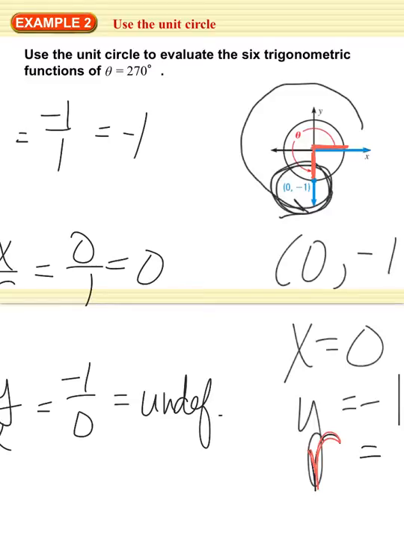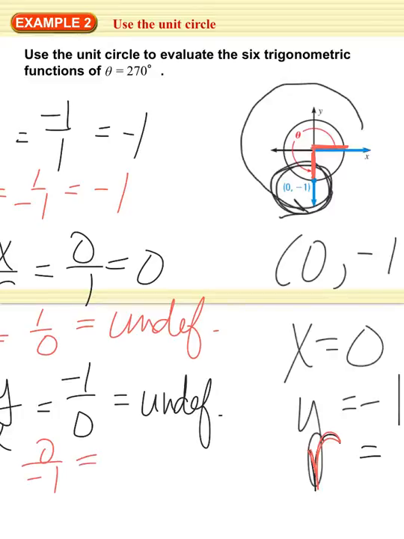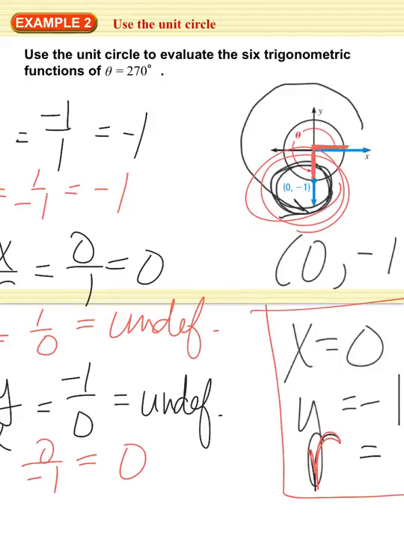Now, the opposites of those, I'm doing them right underneath here. Cosecant, secant, and cotangent. It's the reciprocal, remember? So I've got 1 over negative 1, which again is just negative 1. I have 1 over 0, which is undefined. And then I have 0 over negative 1, which is 0. Cool? So I found out where my point was, and I used that just in my x's and y's.